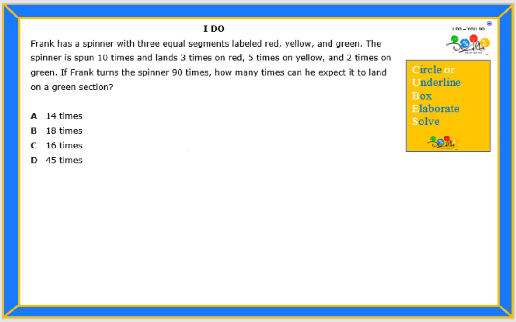Let's read this problem together. Frank has a spinner with 3 equal segments labeled red, yellow, and green. The spinner is spun 10 times and lands 3 times on red, 5 times on yellow, and 2 times on green. If Frank turns the spinner 90 times, how many times can he expect it to land on green?